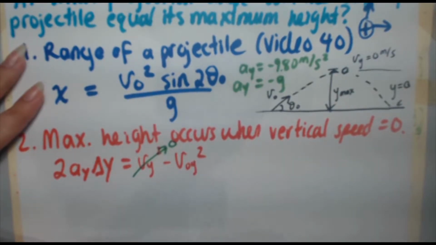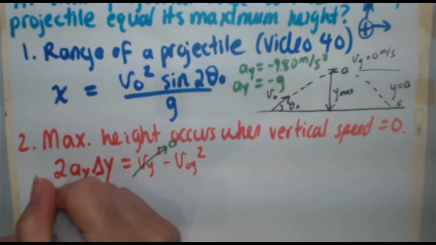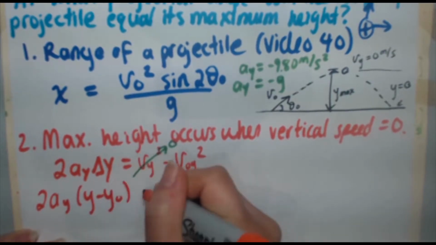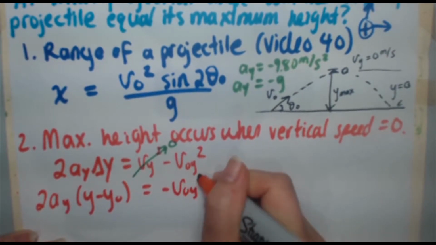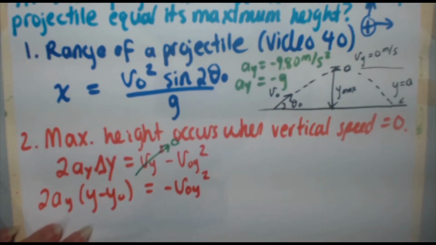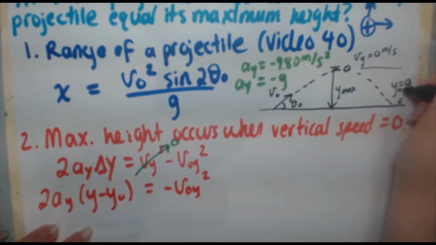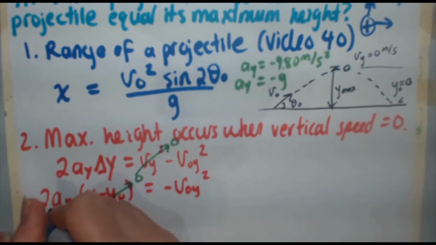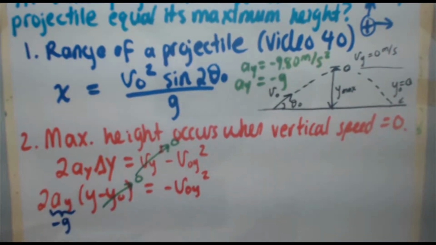And not just that, you see the delta y there? The delta y is actually comprised of two separate parts. So we've got 2ay times y minus y naught is equal to negative v naught y squared. We just established that our initial y position, so that should actually be labeled y naught in the diagram, y naught is actually 0, so that disappears as well. Another simplification we can do is with respect to the a, we defined a to be minus g. So we'll plug that in.